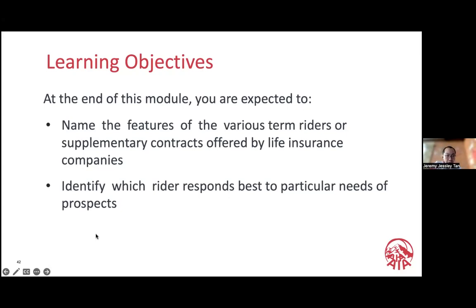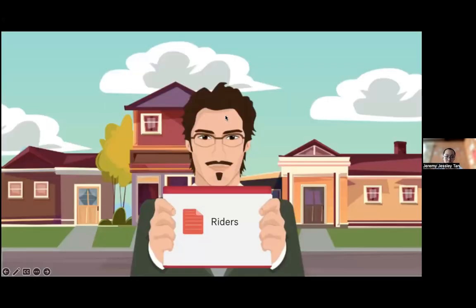Okay, sorry. All right, so what are the features of the different term riders offered by life insurance, and which riders would best fit the needs of your client? So we'll talk about those.